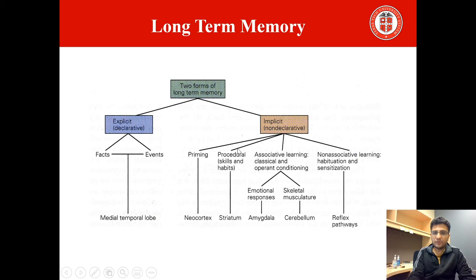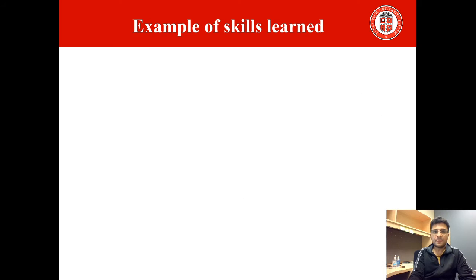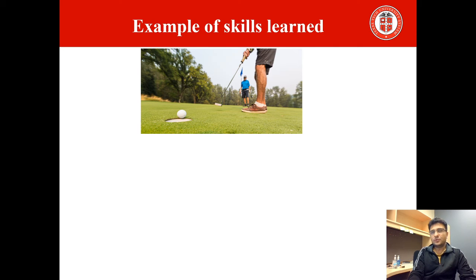We will primarily concentrate on the procedural one because it helps us to learn a lot of skills, a lot of motor skills in particular, and this skeletal musculature part, because the cerebellum is involved, and I just want to talk about it at the end. So these are some of the things which help us to learn skills which are gross motor or fine motor skills. Now, let's use our long-term memory model to talk about one of the skills, which is golf.